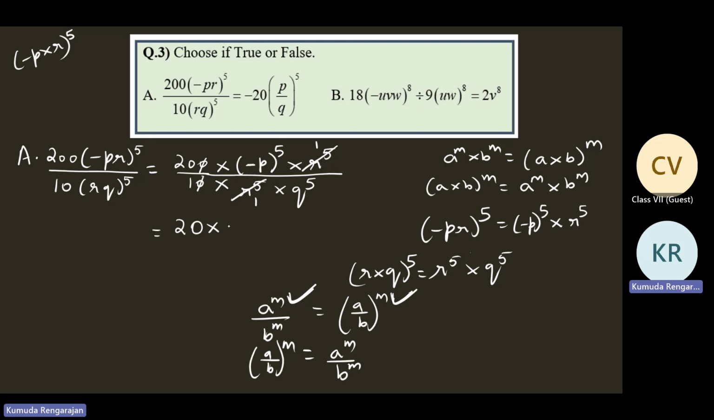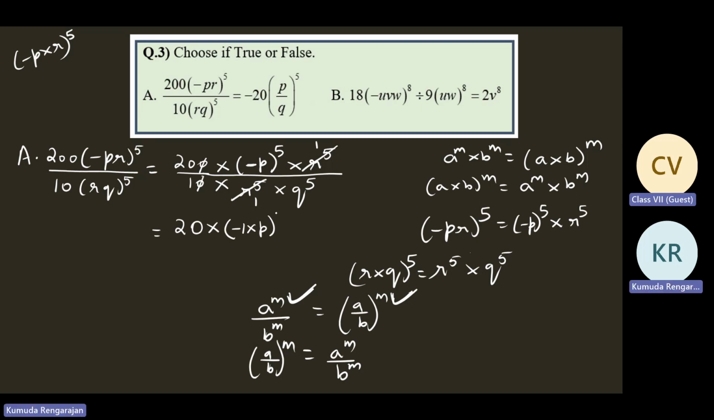In the numerator, what do you have? Minus p. Can you write minus p as minus 1 into p? Yes, we can, because minus 1 into p is minus p. Minus p can be written as minus 1 into p.